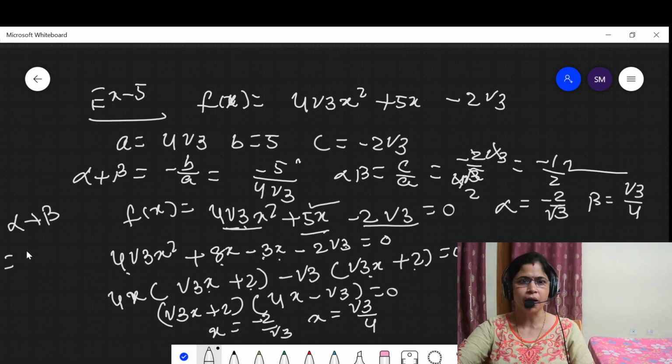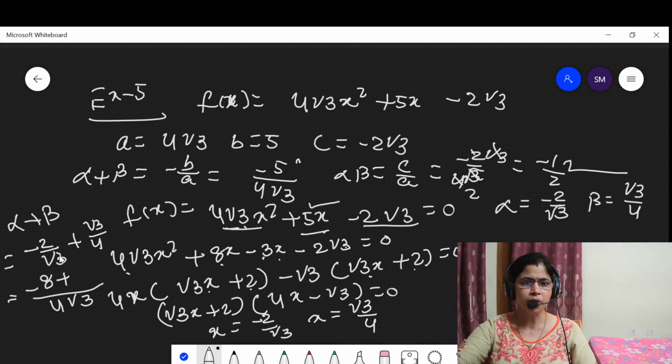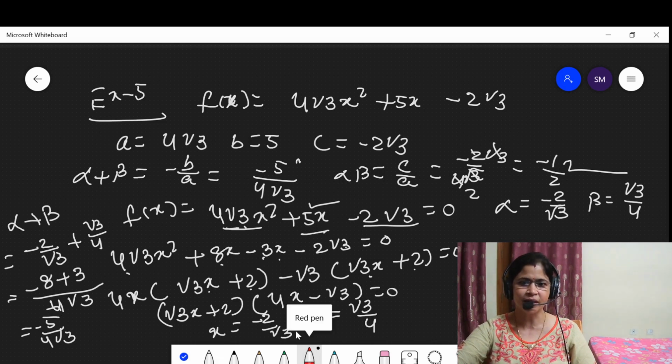Alpha plus beta is minus 2 by root 3 plus root 3 by 4. Then take 4 root 3 as the LCM. This is minus 8 plus root 3 into root 3, which is 3. Then we get minus 5 upon 4 root 3. Look here, this is minus 5 upon 4 root 3. This is alpha plus beta.